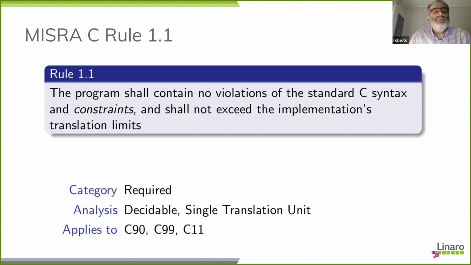So C syntax, and it has to comply with the constraints given in the C standard, and shall not exceed the implementation translation limits. Every implementation has translation limits. So if we define a compliant C compiler as a compiler able to compile any program, then there wouldn't be any C compiler, because of course the machine I'm using here has a certain amount of memory, and if a translation unit is larger than the available memory, the compiler will not be able to compile it. So there are translation limits.